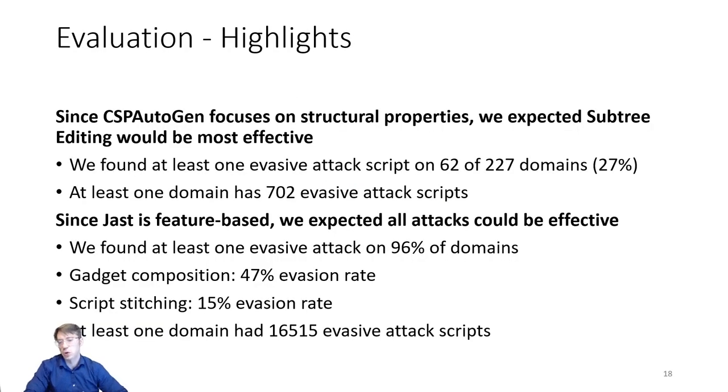So I'm going to turn now to evaluation of our three attacks. I'm going to limit our evaluation to just some highlights because we don't have really time for the full thing. The main takeaway is that our attacks did end up being quite effective. Against CSP AutoGen, we expected the subtree editing attack would be most effective, and indeed it was.